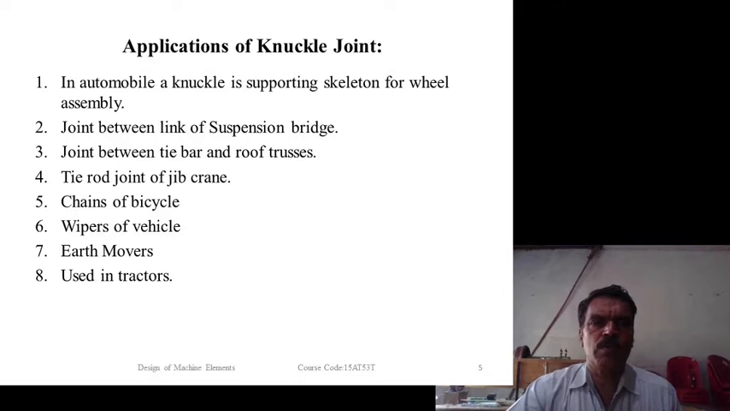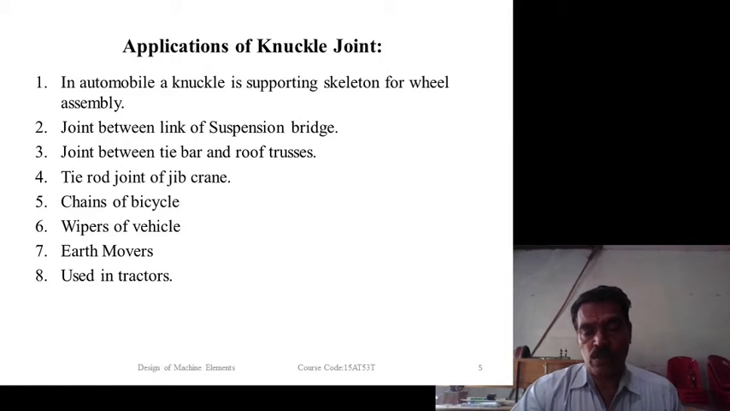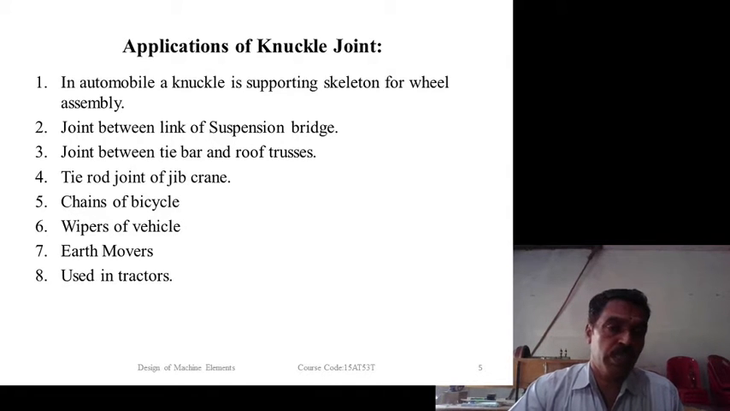Now coming to discuss the applications of the knuckle joint. What are the applications of the knuckle joint? Let us understand. There are so many applications or uses. It is used in motorcycles, in bridges, in suspension systems, in wheel systems, in cycle chains, in vehicle wipers, in earth movers, and it is also used in tractors.